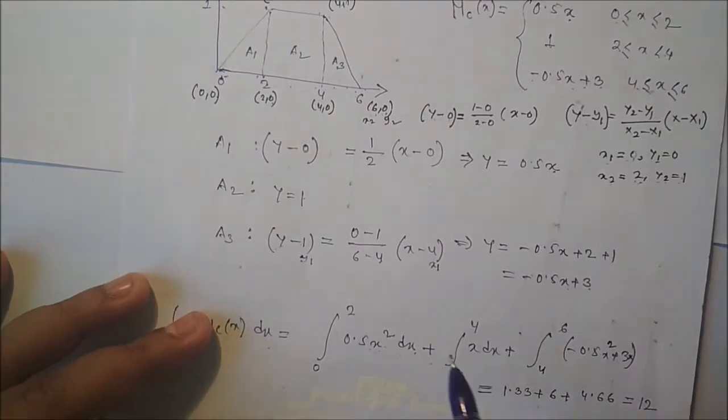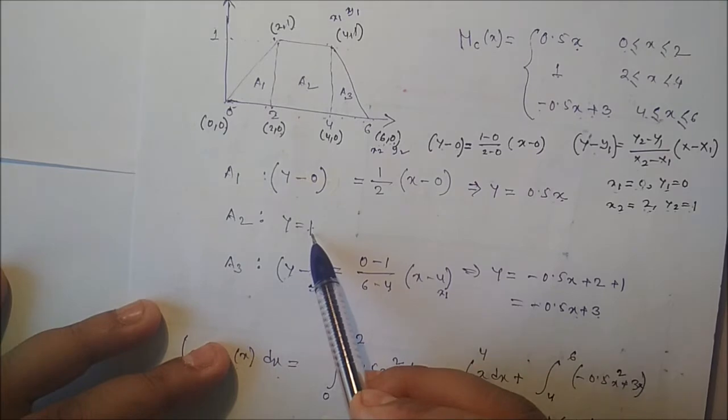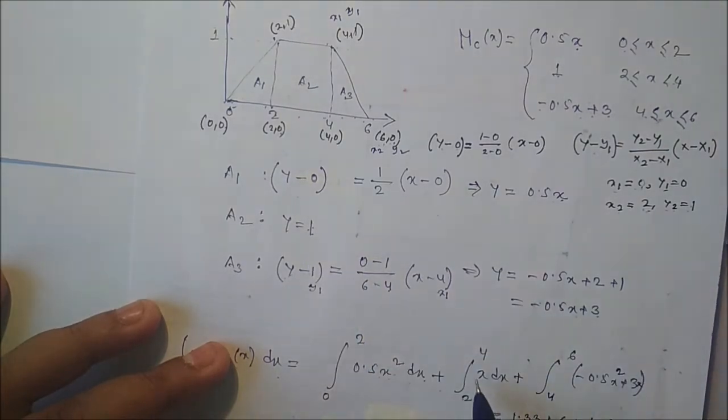Similarly, it is 2 to 4. It is x dx. It is 1 there. So this mu cx is what? 1. x into 1, that is x dx.